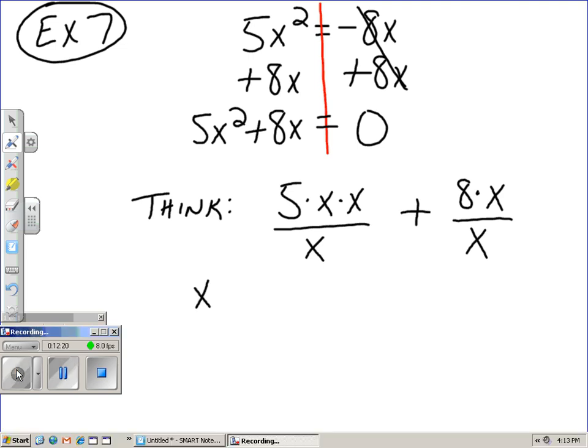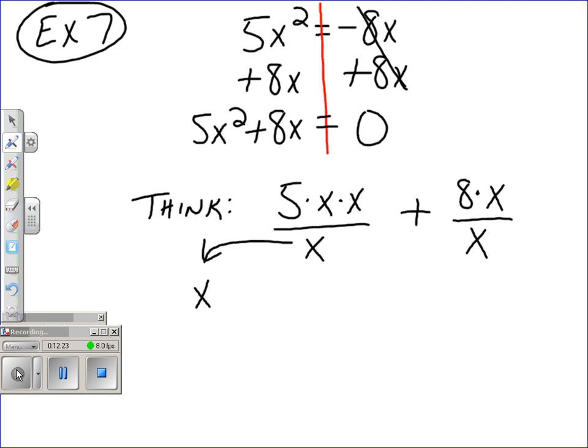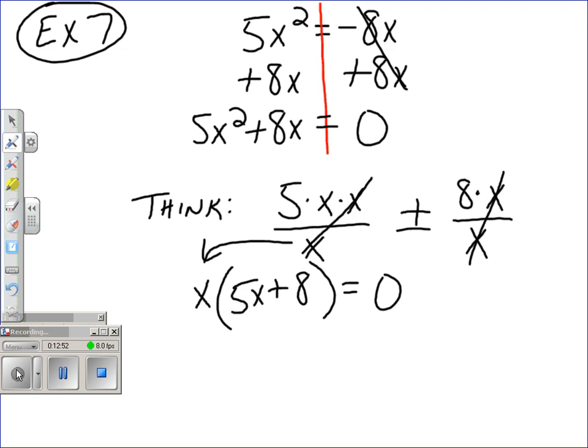Now what I'm going to do is take that x that they have in common. We're going to call that the greatest common factor. It's the greatest factor they have in common. I'm going to put it in front of a parentheses, and inside the parentheses I'm going to put what's left over after I divide by that x. 5 times x divided by x, well, one of those x's is going to cancel, leaving a 5x inside the parentheses. Here's my plus sign, and 8 times x divided by x, that x is going to cancel, leaving just 8, which makes sense because x times 5x is 5x squared, and x times 8 is 8x, so we're good.